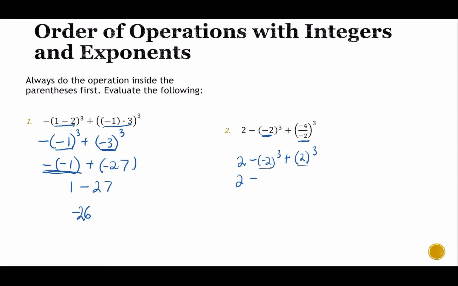I have to take care of my exponents. That's the second thing. Negative 2 cubed is a negative 8. 2 cubed is a positive 8. But now I have 2 minus a negative 8. So that's going to become a positive. So I have 2 plus 8, which would give us a positive 18.